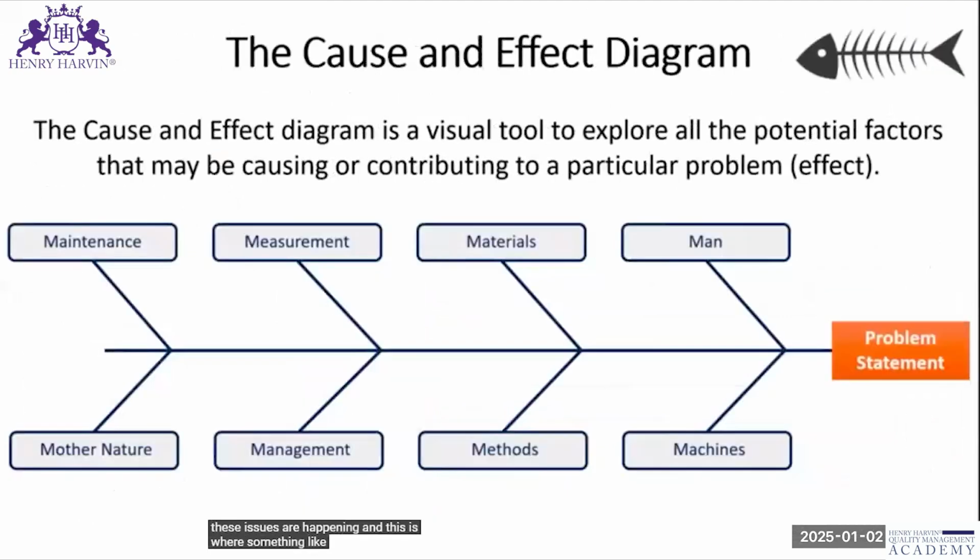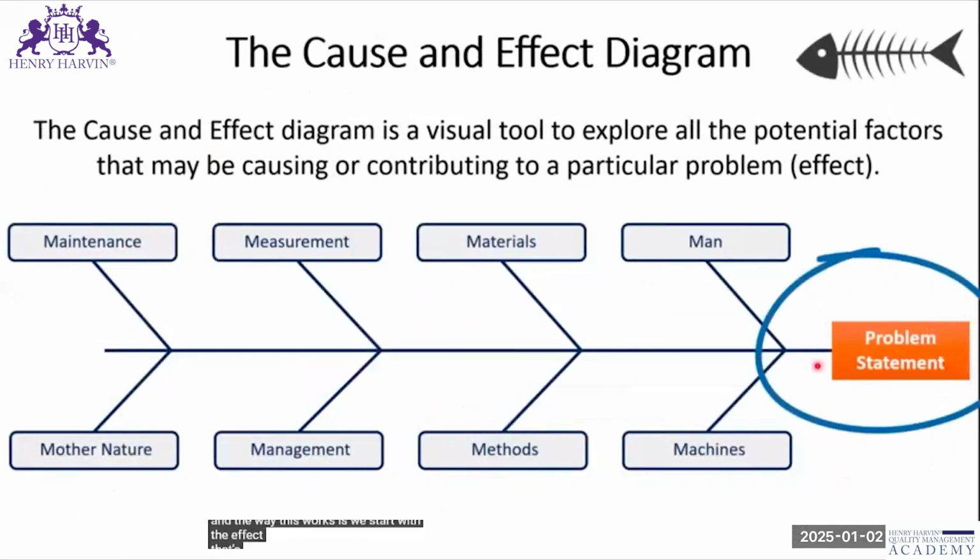And this is where something like the cause and effect diagram can be incredibly useful. So this is the fishbone diagram or the Ishikawa diagram. There's all sorts of different names for it, but it is a cause and effect diagram. And the way this works is we start with the effect. That's over here on the right. That's the head of the fish here in orange.